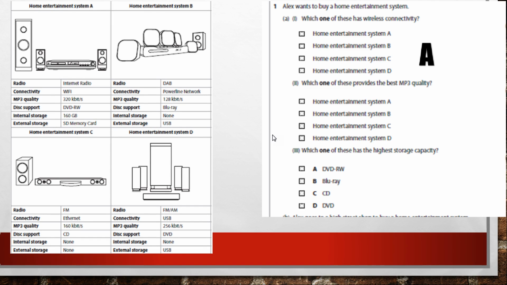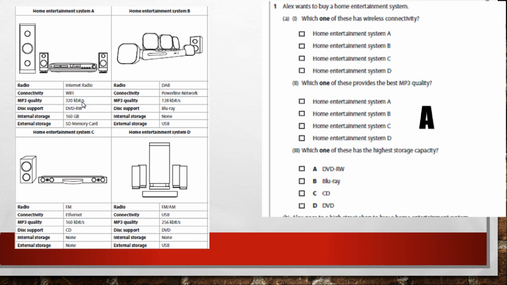Which one of these provides the best MP3 quality? Have a think about that. And the answer is A again. It's got the highest amount of kilobytes per second. It is playing the detail and depth of the song. It's playing a much higher amount of kilobytes per second compared to those ones. So this one, A, has got the best one.